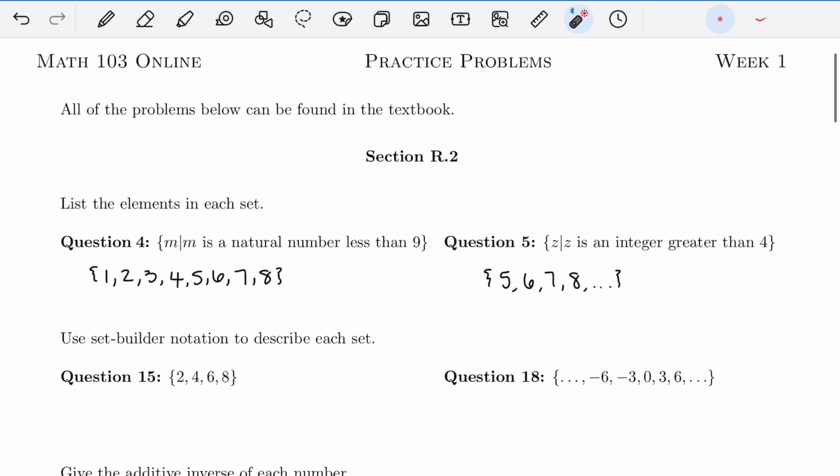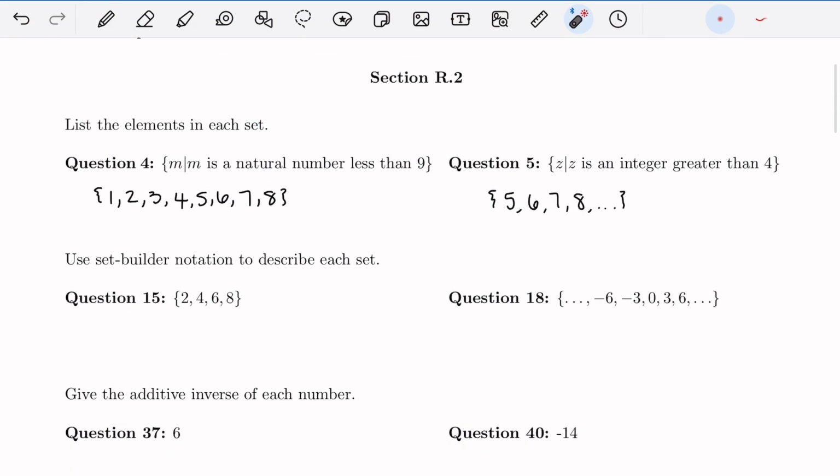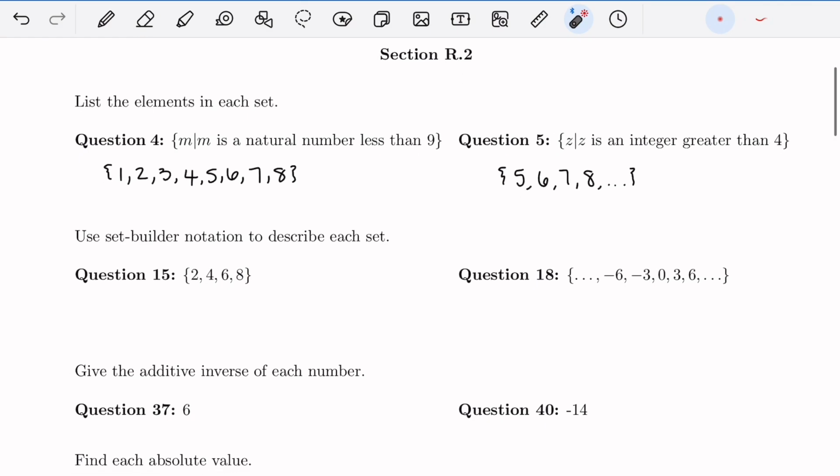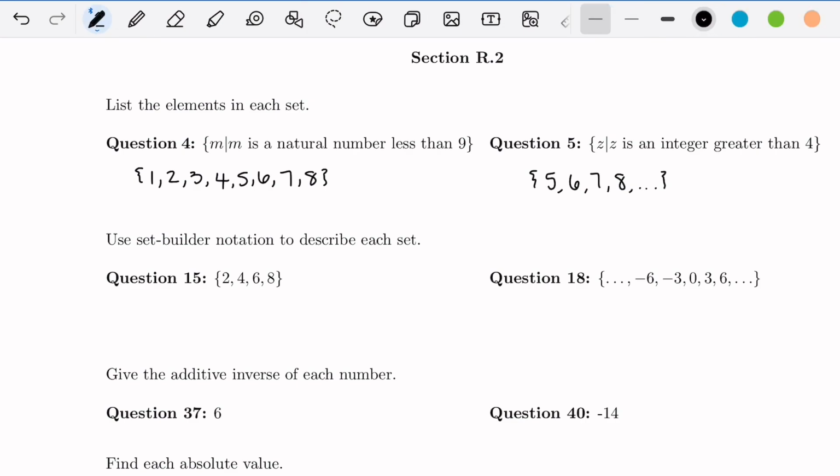All right, let's move on to questions 15 and 18 here from this section. In this case, we want to use set builder notation to describe each of these sets. Essentially, we're now given a list of elements in a set, and we want to give that in set builder notation. In questions 4 and 5, we were given a set in set builder notation and then had to list the elements in each set. So we're doing pretty much the opposite here.